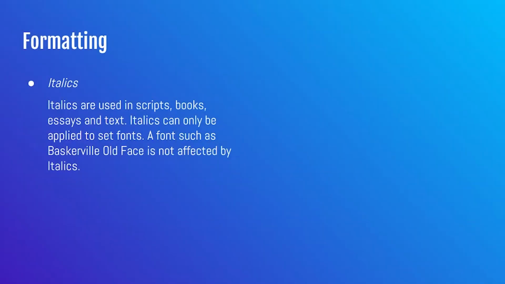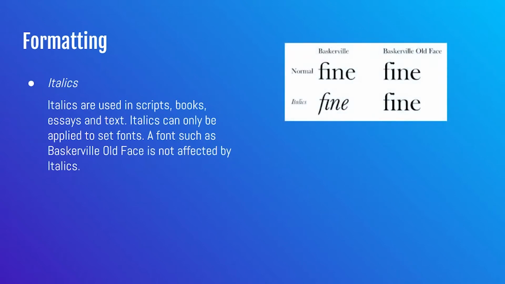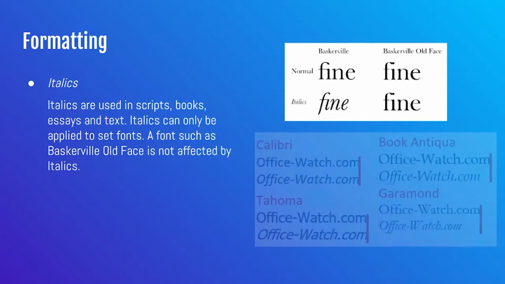Italics are used to note text in essays, show characters' thoughts in books, and are used in scripts to set stage directions. Italics can only be applied to set fonts. For example, Basketball Old Face cannot be italicized, while the original Basketball font can.